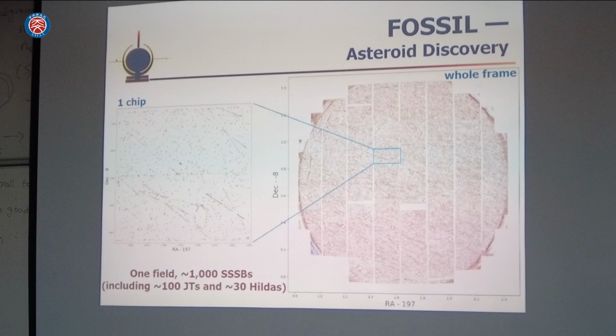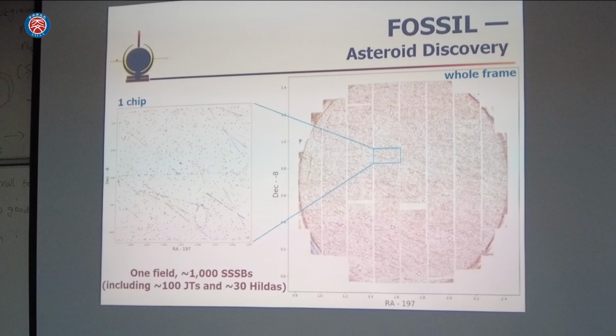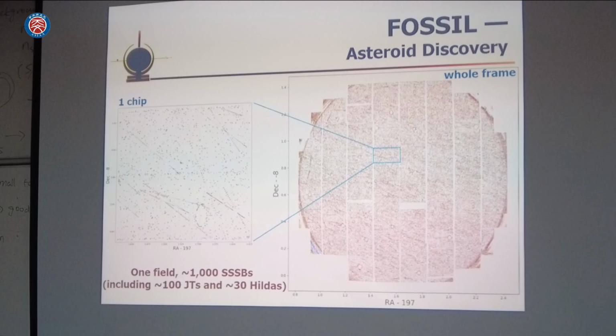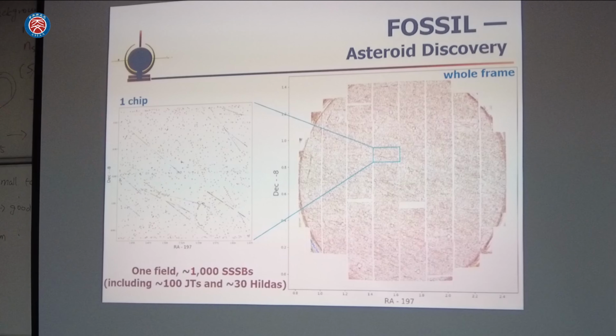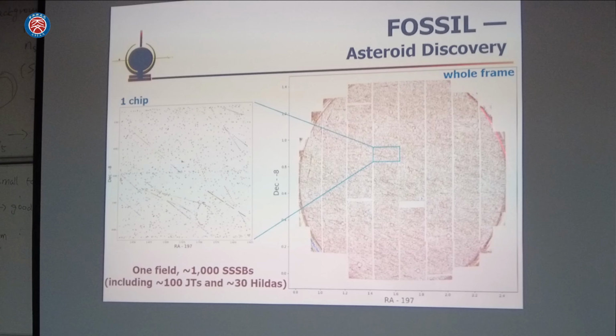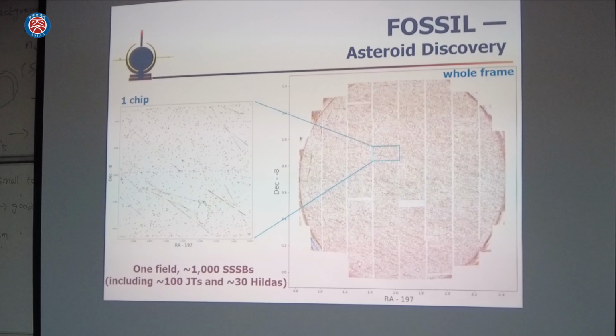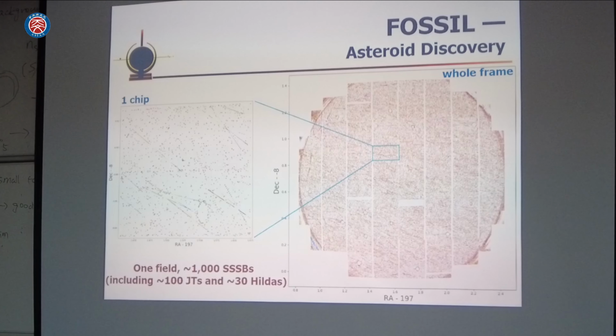So the very simple algorithm is to hire a lot of cheap labor, like undergraduates, and you can give each of them a chip of the Subaru Hyper Suprime-Cam camera, and let them try to identify the line-up detection. However, there are 100-something chips, so you probably need more than 10 students to do that. So it's not a good way, and it's not that interesting. So don't do that to your student. Eventually, you will get none.